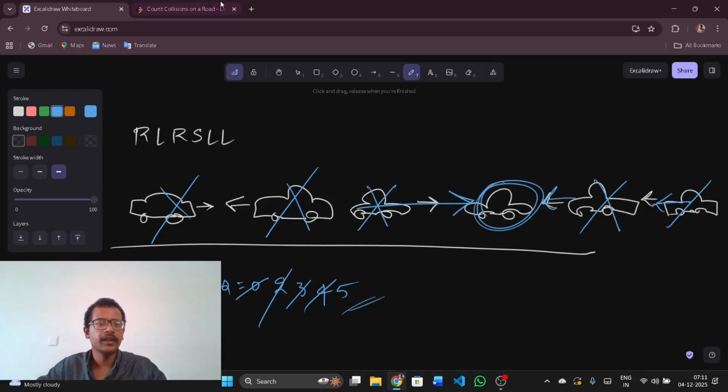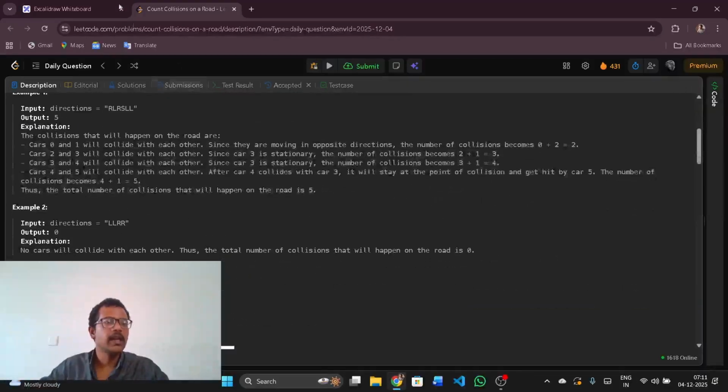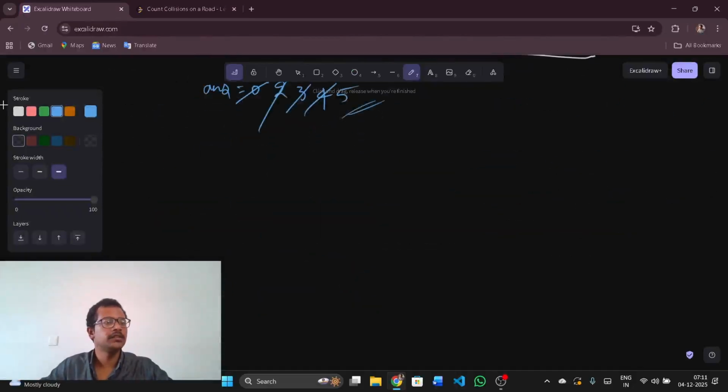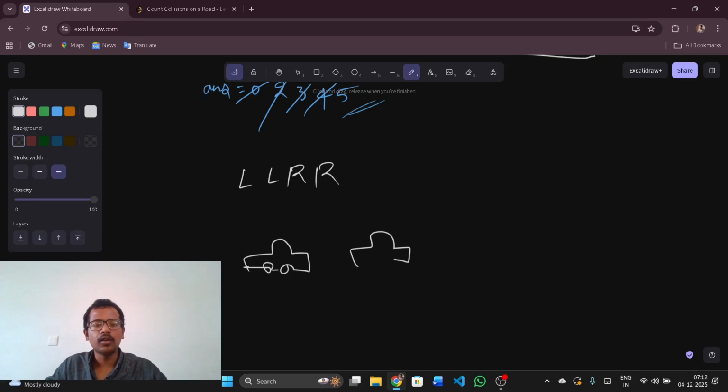Let's take another example, L L R R. That's the best example to explain our approach. These cars are not even having any collisions. Let me tell you why. There are four cars.